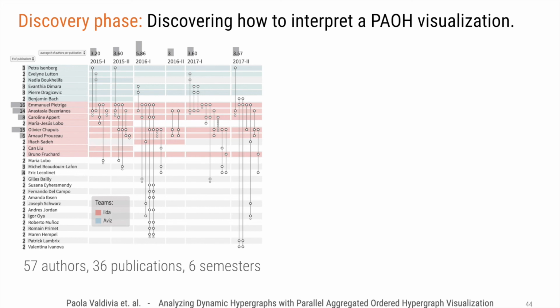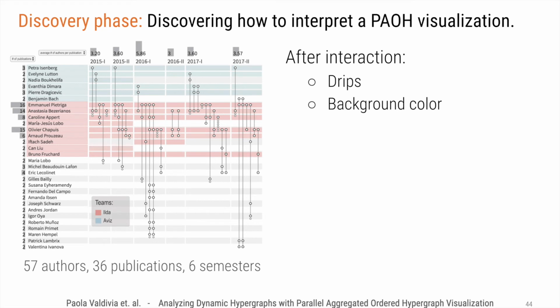During the discovery phase, we used a small co-authorship network from the ILDA team. At the beginning, we did not give access to the interactive features. Still, participants figured out the layout without training. After they could use interaction, they all understood the color coding and that drips represented filtered-out authors.